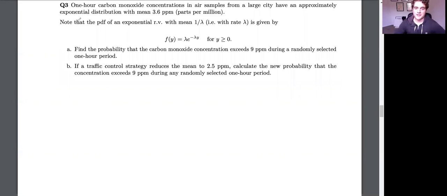In part A, we are asked to find the probability that the carbon monoxide concentration exceeds 9 parts per million during a randomly selected 1 hour period. So the first thing I'm going to do is define a random variable Y, which is going to represent our carbon monoxide concentration. So let Y be the carbon monoxide concentration in a randomly selected hour.